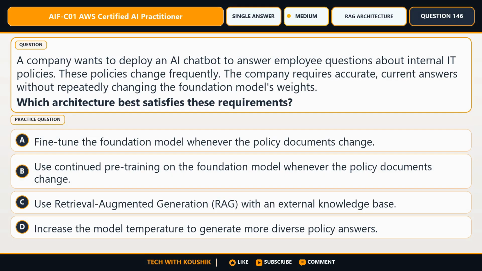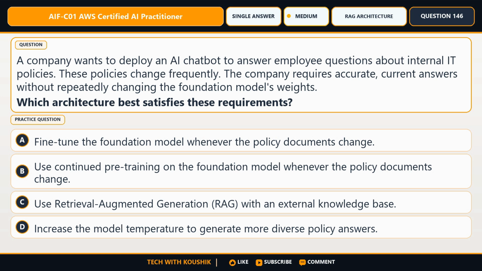Focus on the key wording in question number 146. The key exam clue is contained in this scenario. A company wants to deploy an AI chatbot to answer employee questions about internal IT policies. These policies change frequently. The company requires accurate, current answers without repeatedly changing the foundation model's weights. Which architecture best satisfies these requirements?